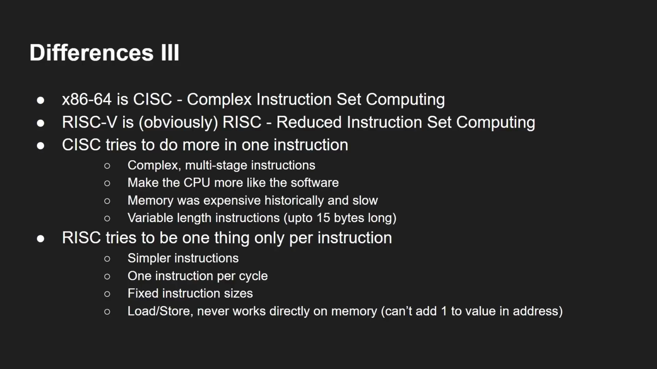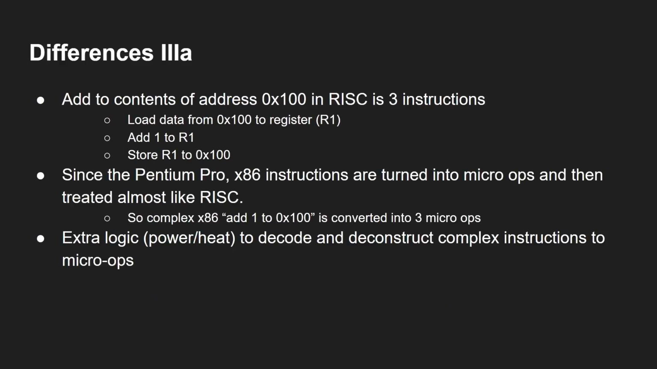RISC tries to do things much simpler. One thing per instruction. Simpler instructions, one instruction per cycle was the idea way back in the day. That's no longer true, of course, nowadays. Fixed instruction sizes and load store architecture never works directly on the memory. What do I mean by that? Well, if you wanted to add 1, let's say, to the contents of whatever is in memory address hex 100, in RISC that's 3 instructions. You have to load the contents of memory address hex 100 into register R1, let's say. You then need to add 1 to R1, and then you need to write it back to that memory location.